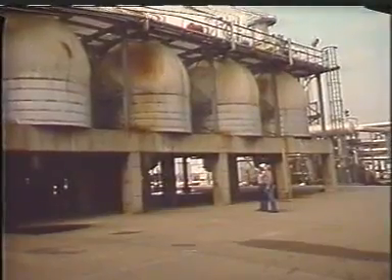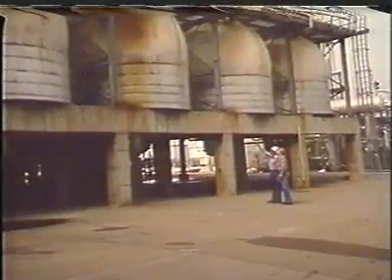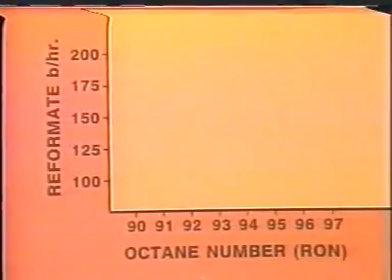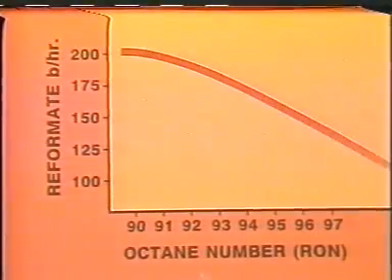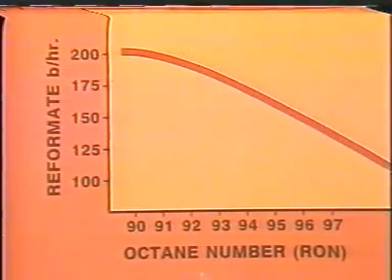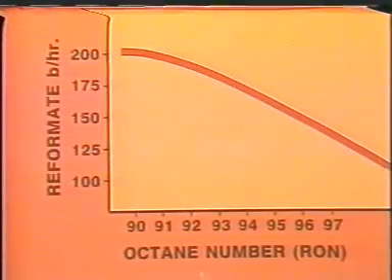Normally, a reformer is operated to produce the maximum amount of reformate that meets a specified octane number. This chart shows the relationship that exists between octane number and yields. You can see that as the octane number goes up, the volume of reformate produced goes down. So the higher the octane specifications, the less reformate we are able to produce. This means that if the unit is producing reformate that is above octane specifications, product is being needlessly wasted.